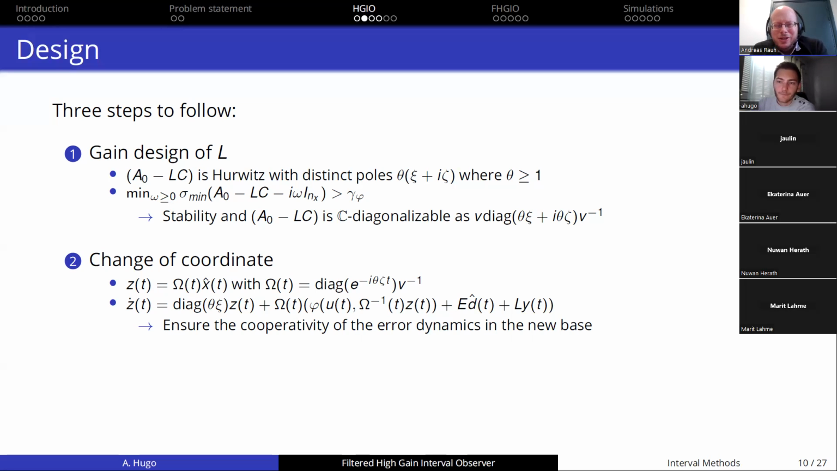Did you also take into account changes or strategies for changes of coordinates that take into account directly the uncertainty of the matrices A and B? I didn't look at it, no, but it could be interesting. Let me just think about it a few seconds.